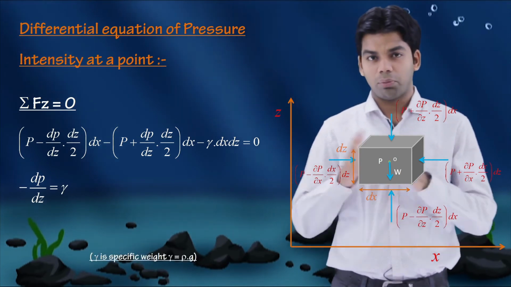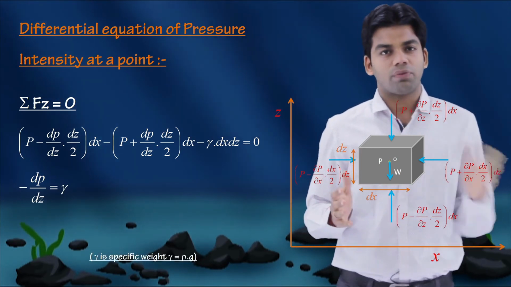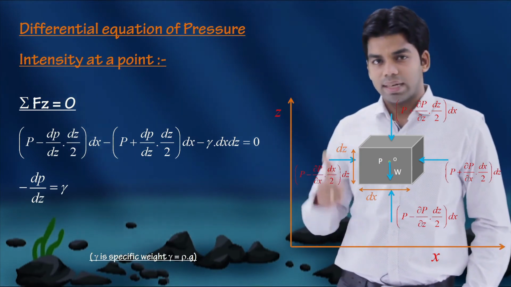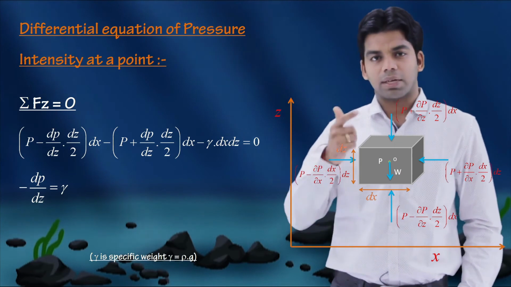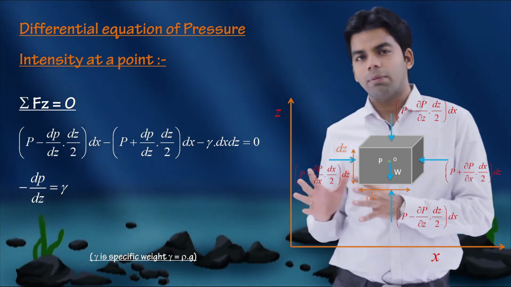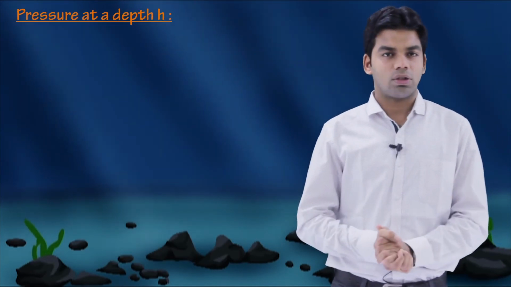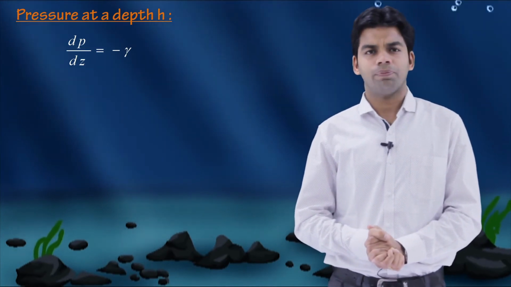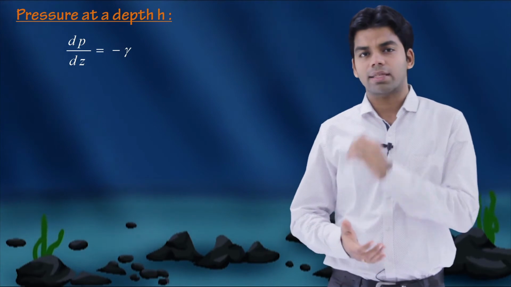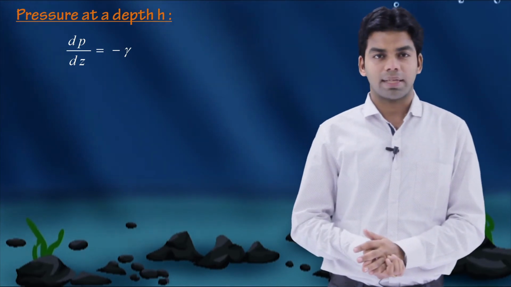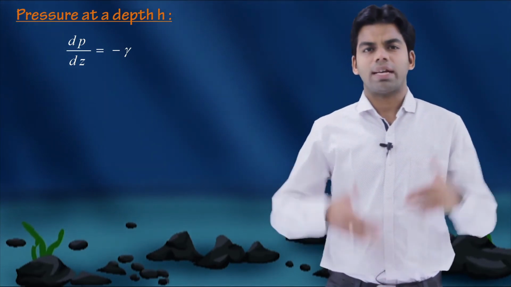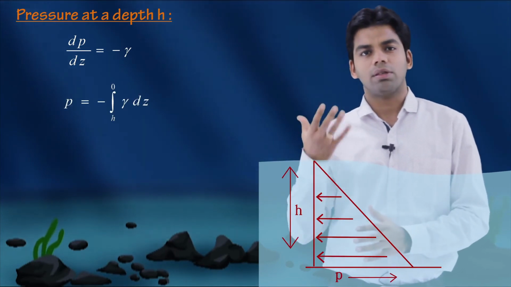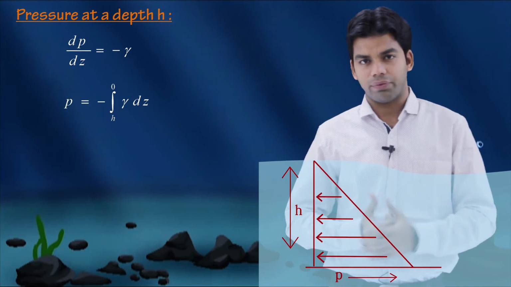Now again an important conclusion, the pressure was not varying with respect to x-axis, but the pressure is varying with respect to z-axis. That means the pressure varies with respect to height. And with the help of this equation, dp by dz is equal to minus gamma, we can determine the pressure at a height h. How? This dp by dz is equal to minus gamma, or you can say dp is equal to minus gamma dz. Now let's suppose we want to determine the pressure which is at a height h from the surface of the fluid, surface of the liquid.